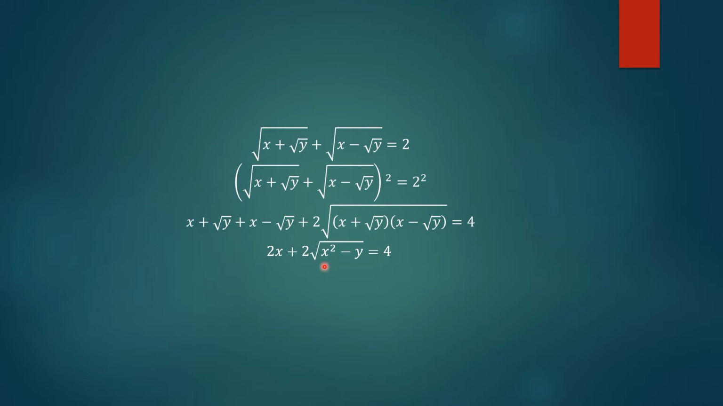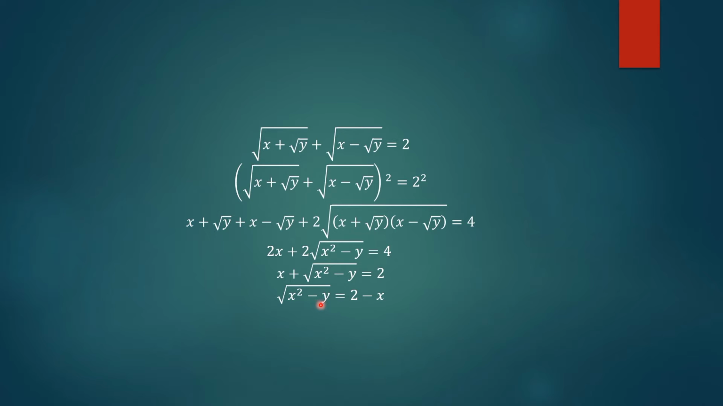So trying to make this equation much simpler, what we have to do is take the 2x to the other side, but first we have to simplify the expression. So we divide 2 by 2, and we have x plus root of x squared minus y equals 2. Then we take the x to the other side. So we have root of x squared minus y equals 2 minus x.